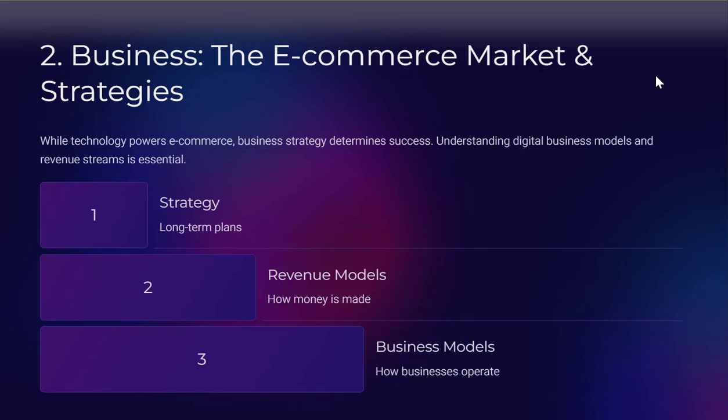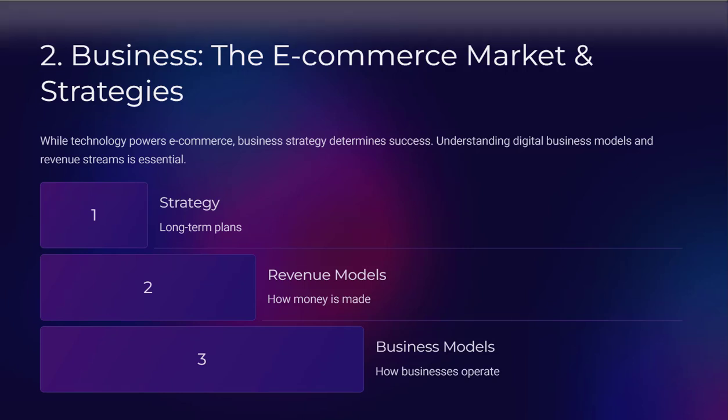So technology powers e-commerce, but business strategy determines the success. Technology is the power, but the success of an e-business is its strategy. We need a good strategy to be successful in e-commerce. Understanding digital business models and revenue streams is essential to be successful, or even survive, in the competition.